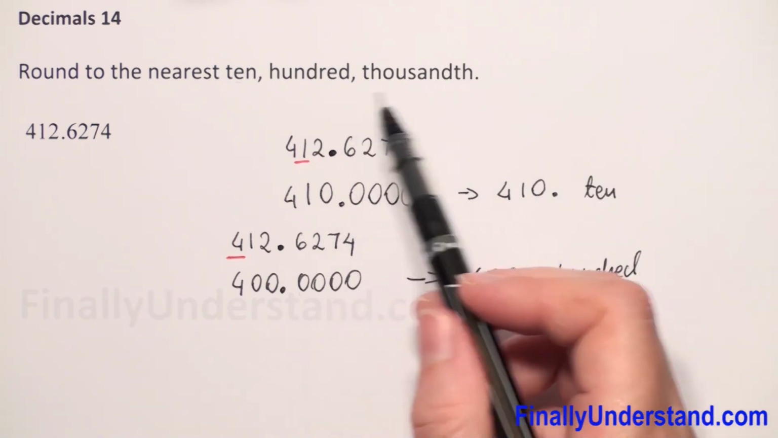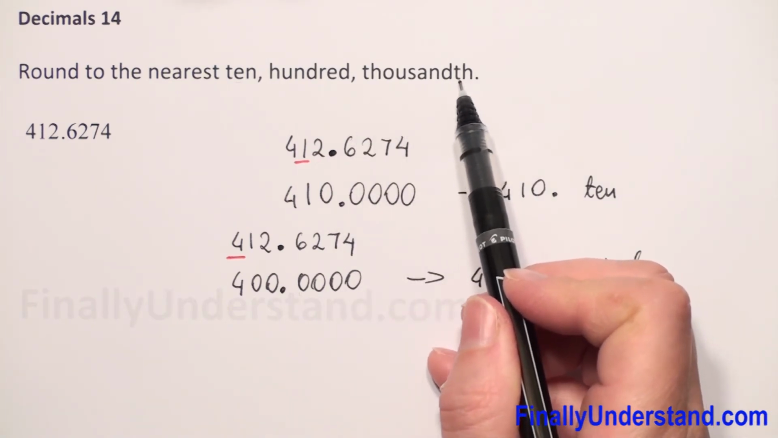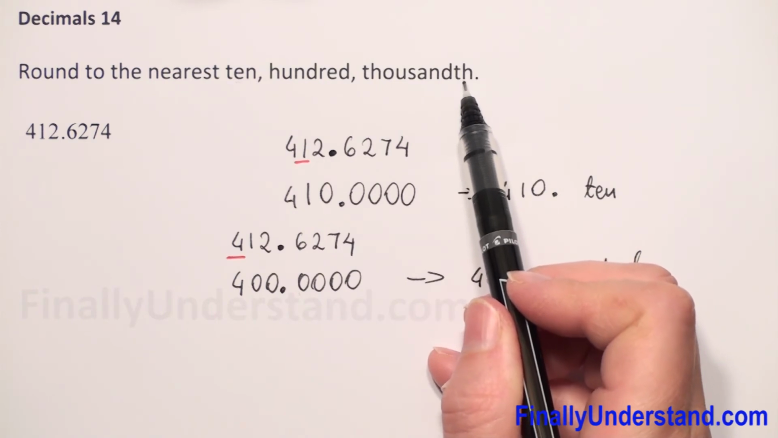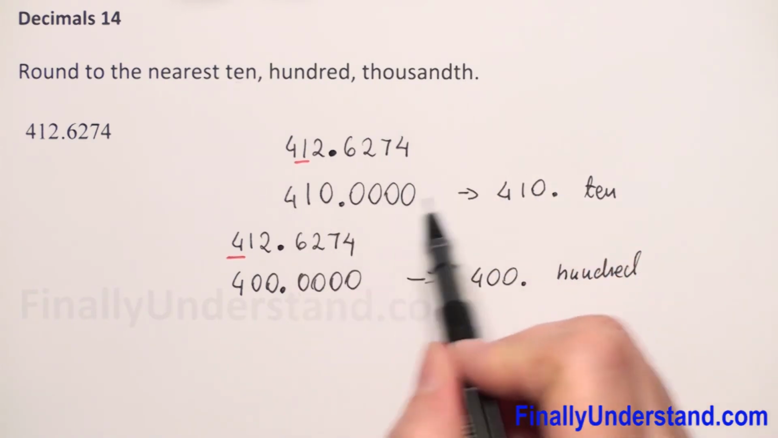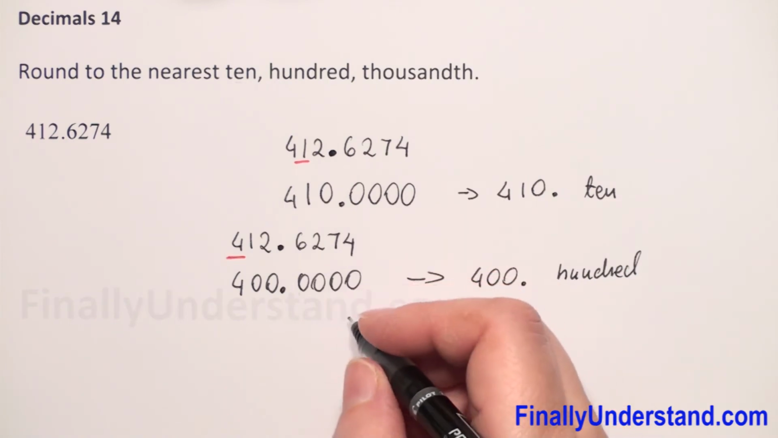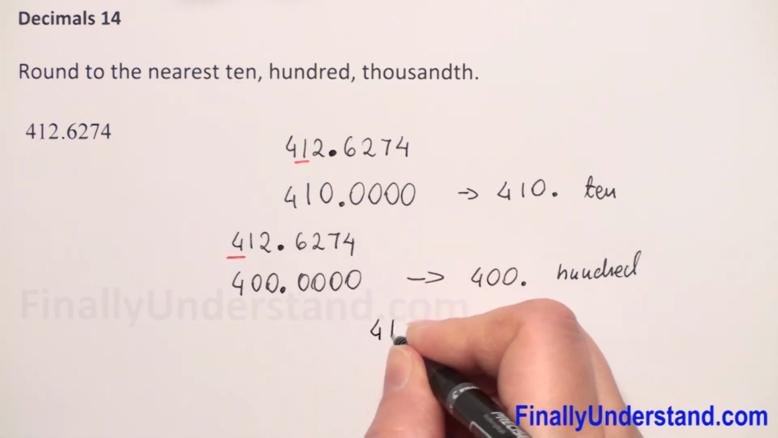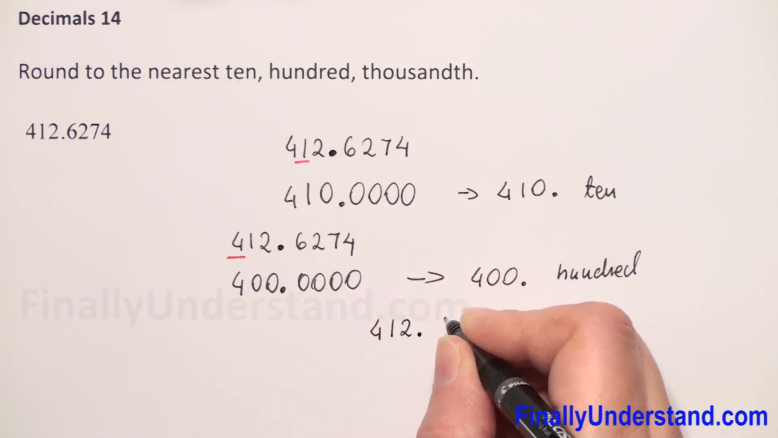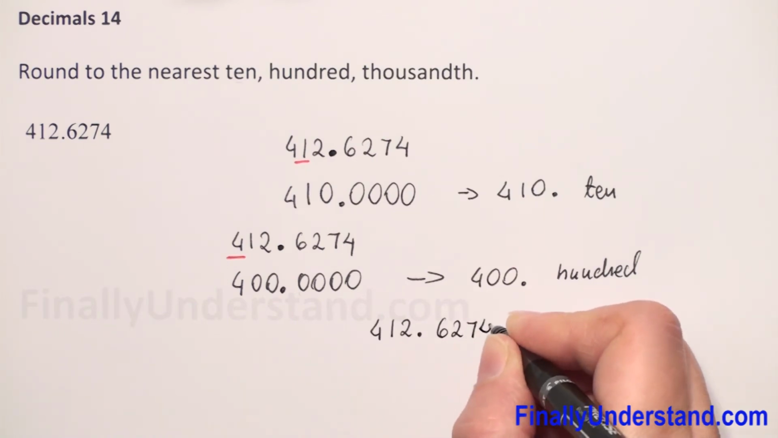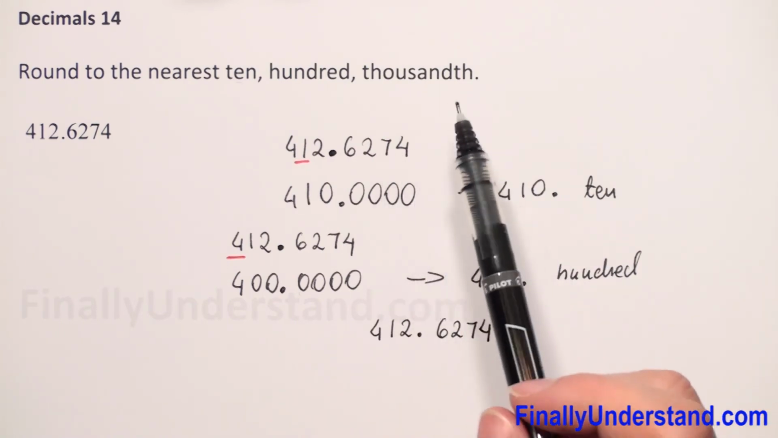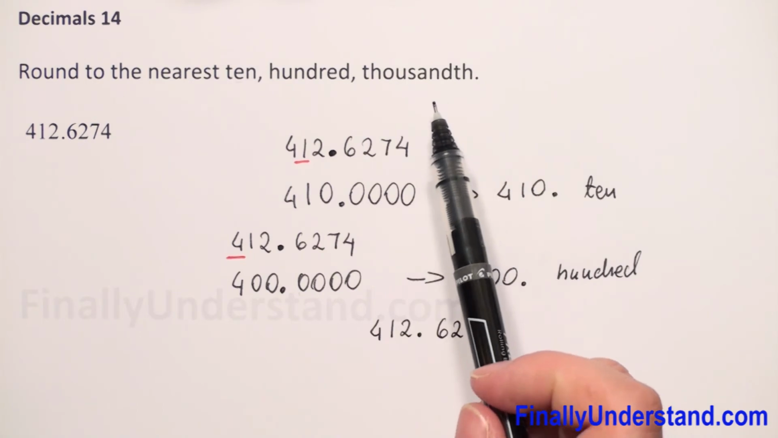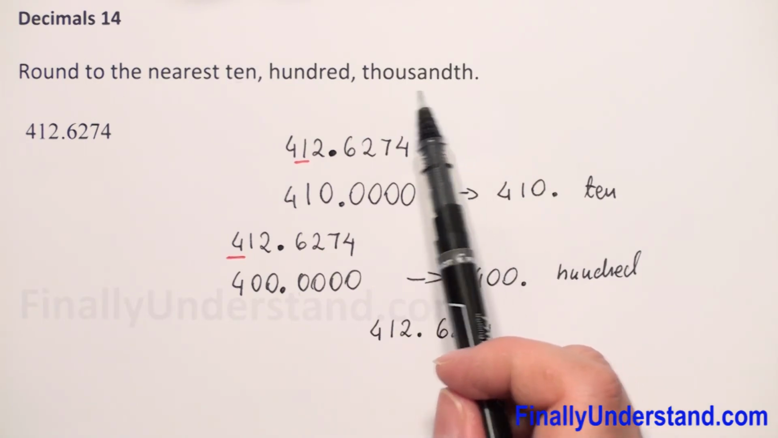Next, we need to round to the nearest thousandth. We have thousandth, so it means we have to move to the right from the decimal point. So let me write this example one more time. 412 decimal point 6274. First, we need to find the digit to which we have to round our number.